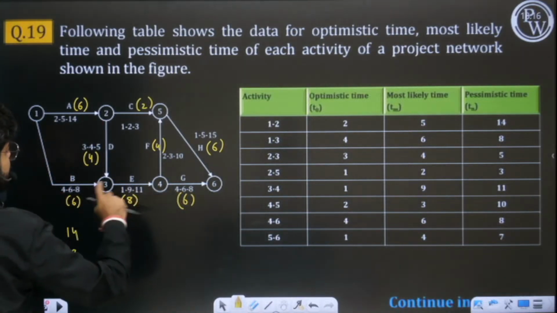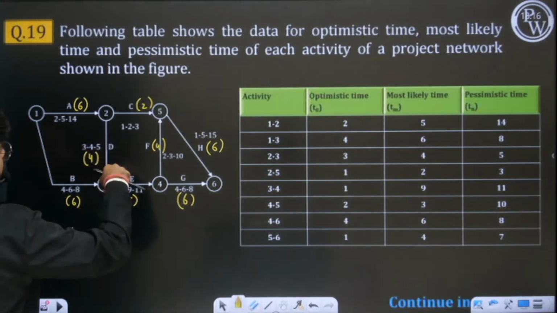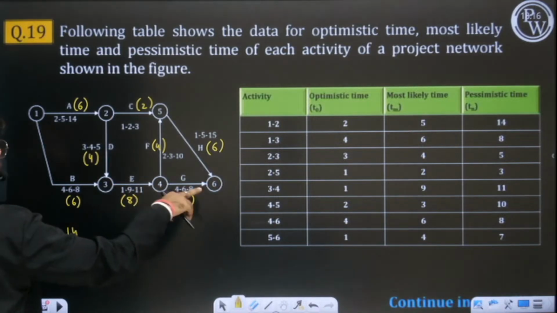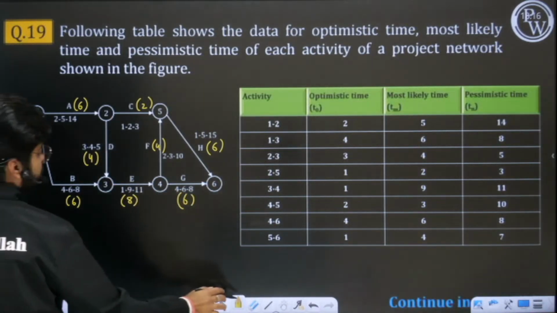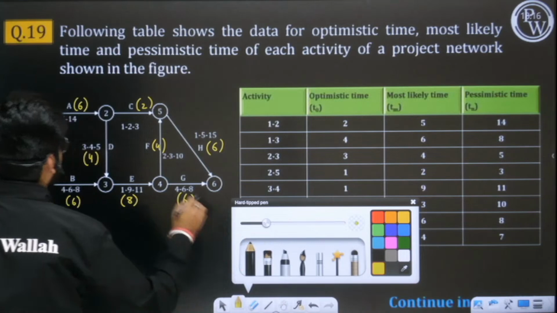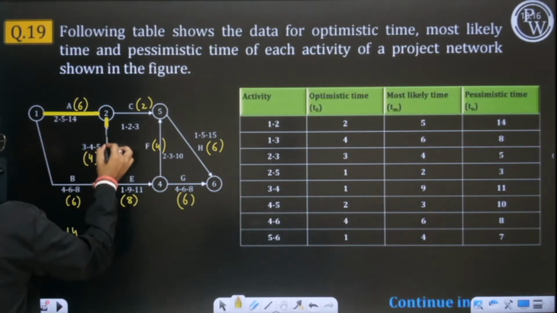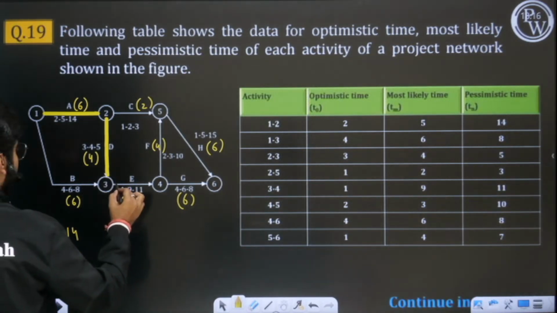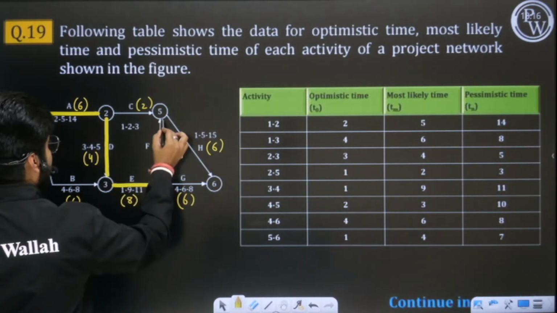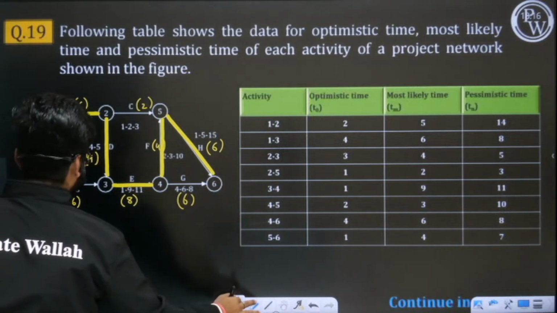Then 6 8 6 is less, obviously. Then we have this one, 6 4 8 6. So 28 is the longest one. Okay, so this will be the longest path. This one will be the longest path: 1 2, 2 3, 3 4, 4 5 and 5 6. This will be the longest path, which will take 28 days.